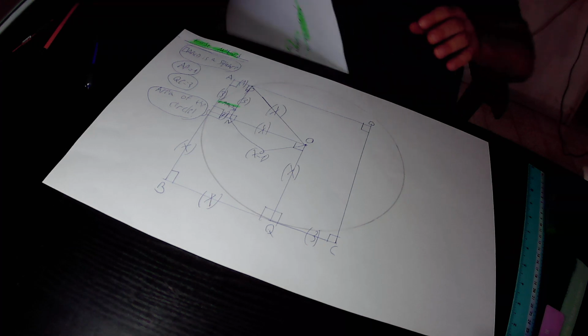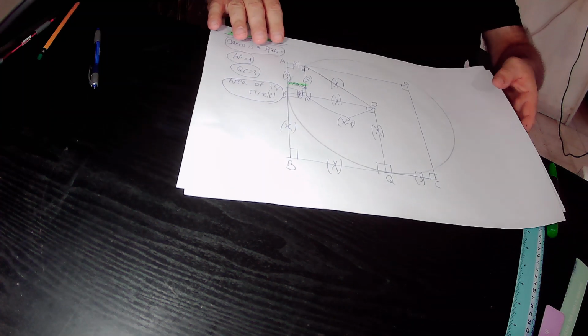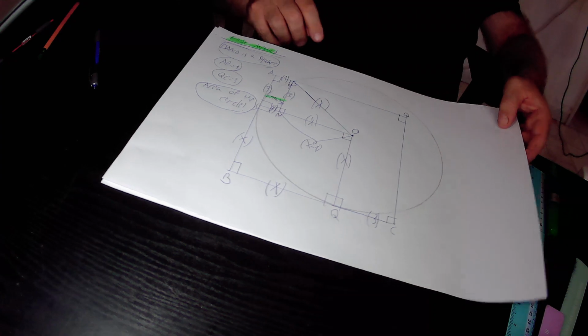We finish with the first method. In the next step, I will show you how to find the area of this circle according to the second method.